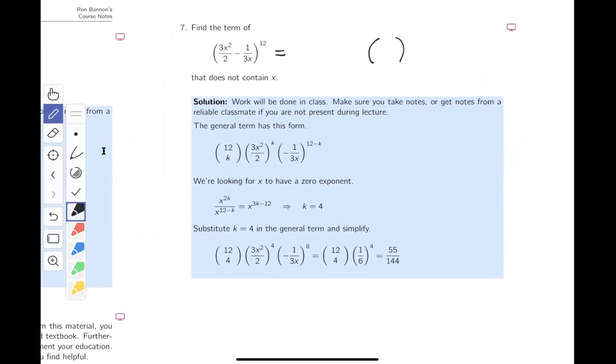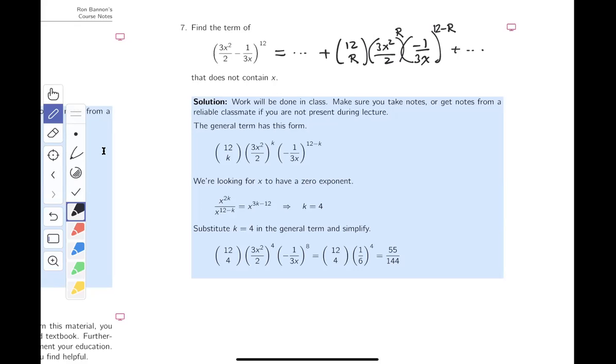3x squared over 2. By the way, when I'm doing this, I'm saying I don't know what this guy is. I don't know where he is. Right, 3x squared over 2, and then minus 1 over 3x. And what goes over here? This coefficient thing, 12. And I don't know what goes here. I'm going to call it r. All right. What goes up here? R. And what goes over here? 12 minus r.